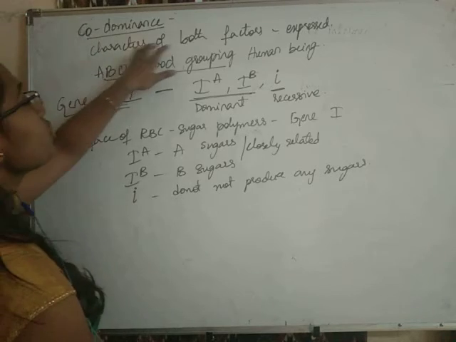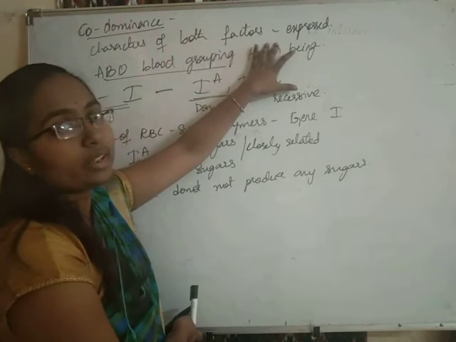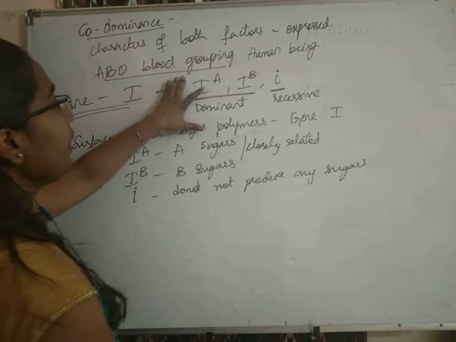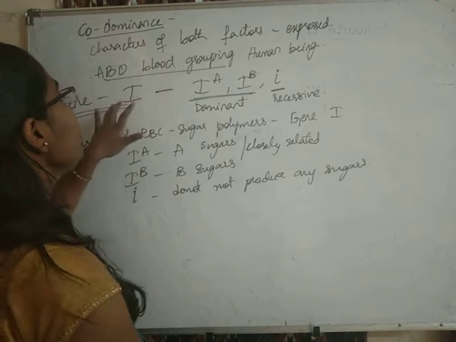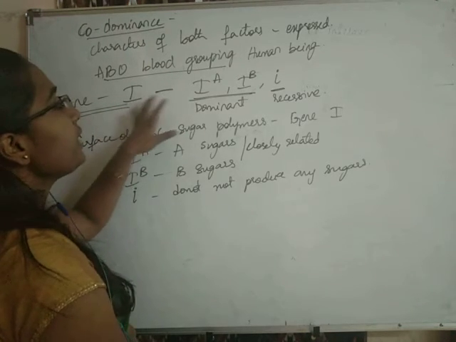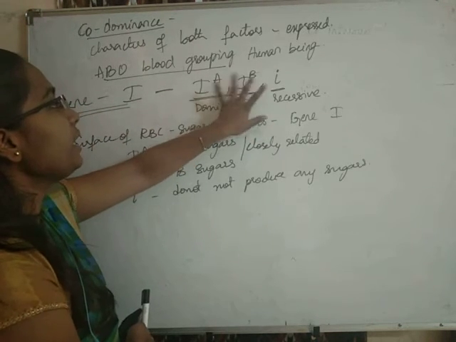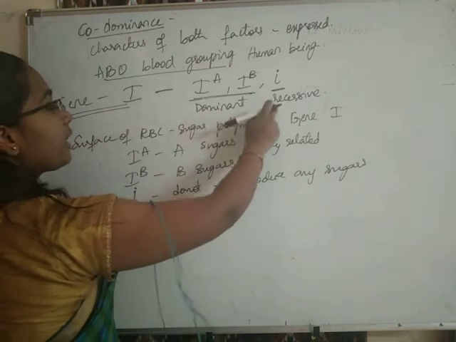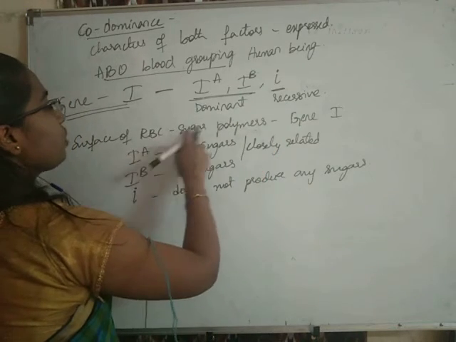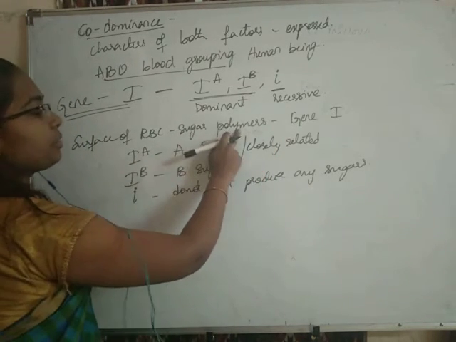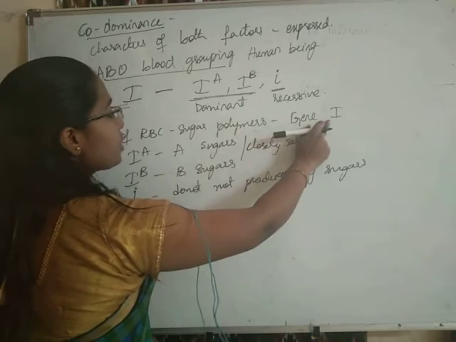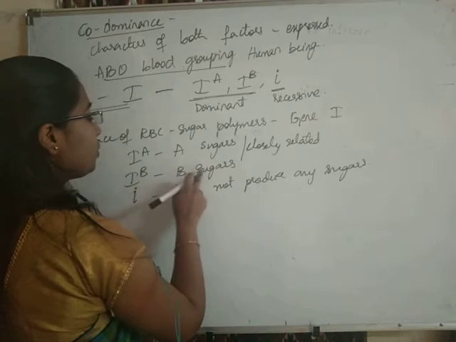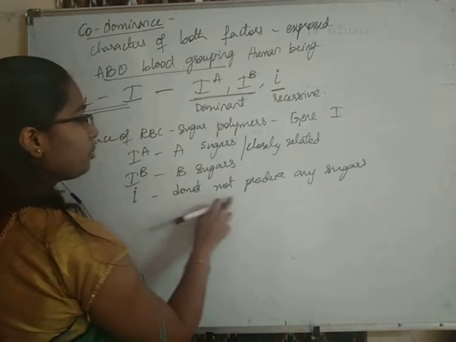Codominance is where the characters of both the factors are expressed in the offspring. Example, ABO blood grouping, which is found in human beings. The gene I is responsible for ABO blood grouping. It is available in 3 allelic forms, IA, IB and small i. IA and IB are dominant. Small i is recessive. On the surface of red blood cells there are sugar polymers which are produced by the gene I. IA gene produces A sugars, IB gene produces B sugars. Small i does not produce any sugars.